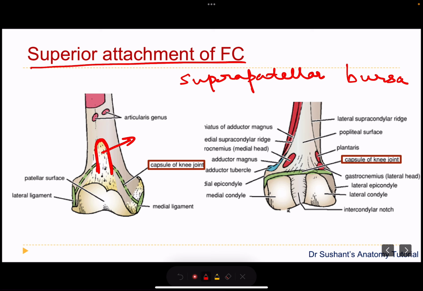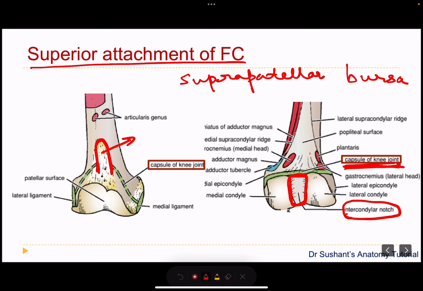Alright, now the capsule posteriorly is attached to the upper margin of the intercondylar notch. So this is the intercondylar notch. So posterior attachment, this structure in green color is the capsule of the knee joint. So we are looking at the posterior attachment of the capsule of the knee joint.